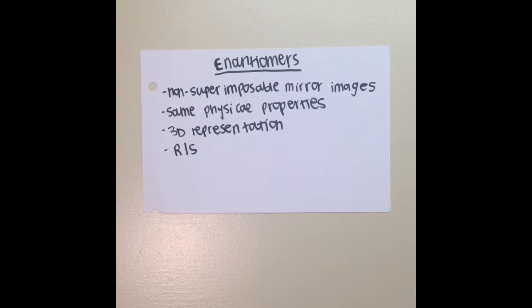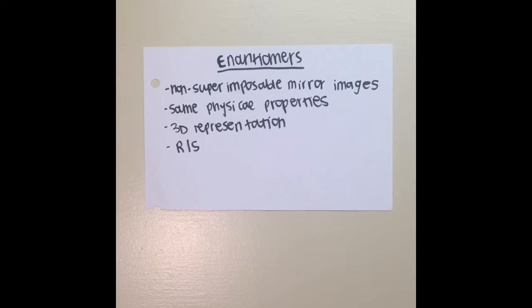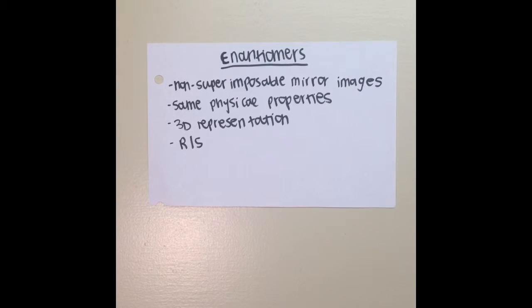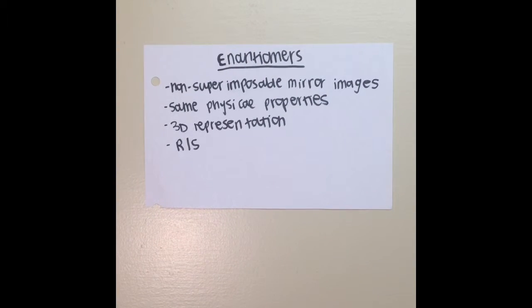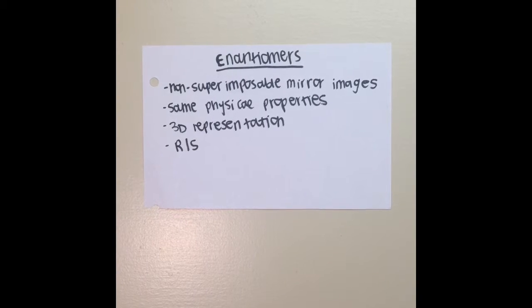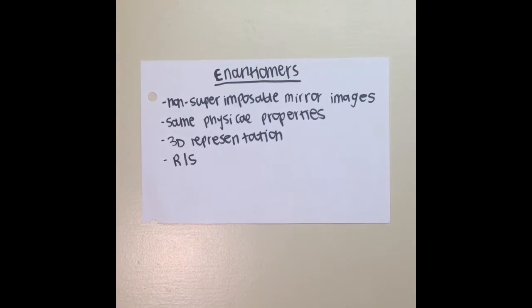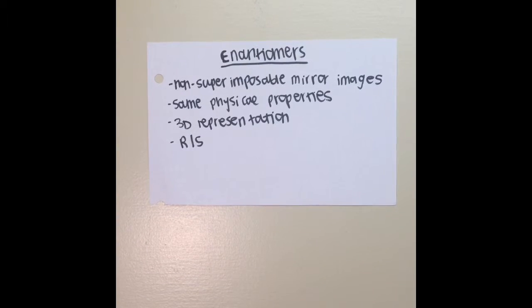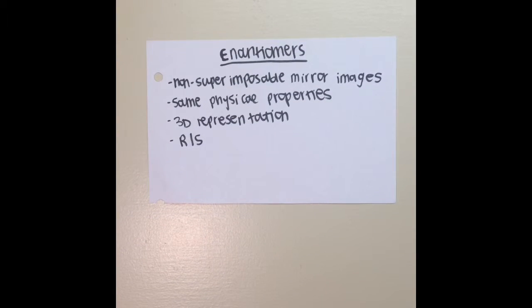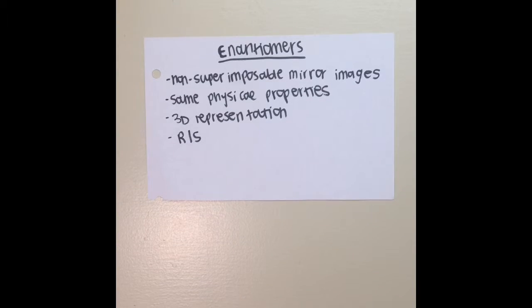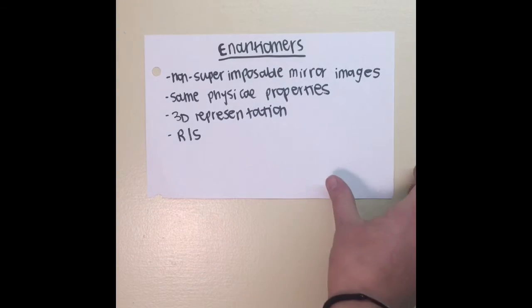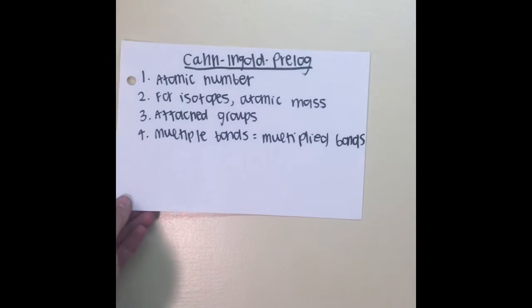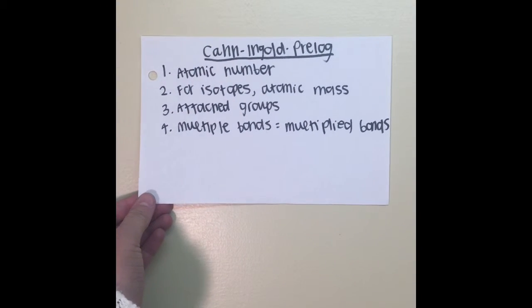And an important way of representing these is with a 3D representation using hashed, wedged, and normal bonds to define how the bonded groups go into, out of, and in the plane of the page. And the 2 different types of mirror images will define the R and S stereochemical molecules. So in order to define the R and S, you have to understand the Cahn-Ingold-Prelog rules.